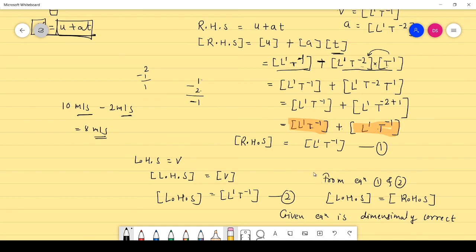So using dimensions we found out that the given equation is right. The equation was v is equal to u plus at, and in that particular condition, if the dimensions of the right hand side part and the dimensions of the left hand side part come out equal, then the equation is correct, otherwise it is not. From equation 1 and equation 2, the dimensions of the left hand side and right hand side came out equal and correct. So in that particular case we got the idea that the dimensions are correct.